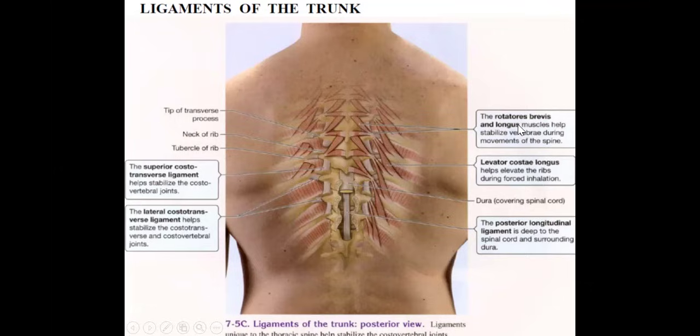These are the muscles which we have already discussed in the lumbar region, the rotatores brevis and longus, and these are the levatores costarum longus. Specific muscles are located at the thoracic region only. These muscles are very specific to this area because they are attached to the transverse process and the ribs. And as ribs are not present in the cervical and lumbar regions, these are the muscles which are specific to the thoracic region.